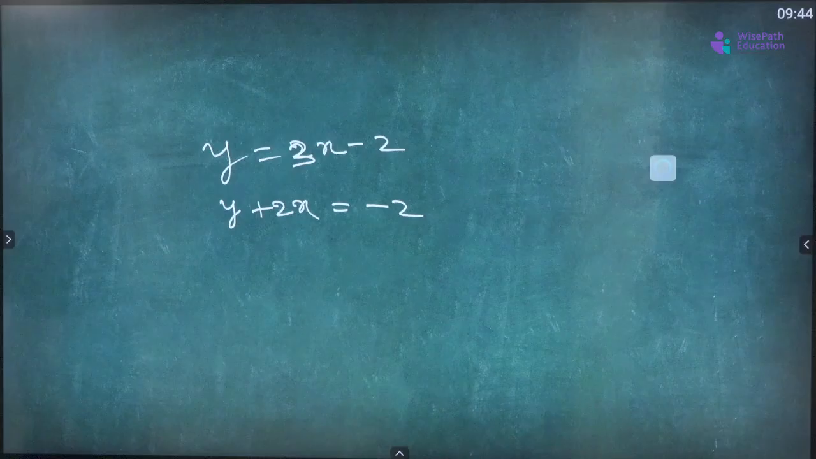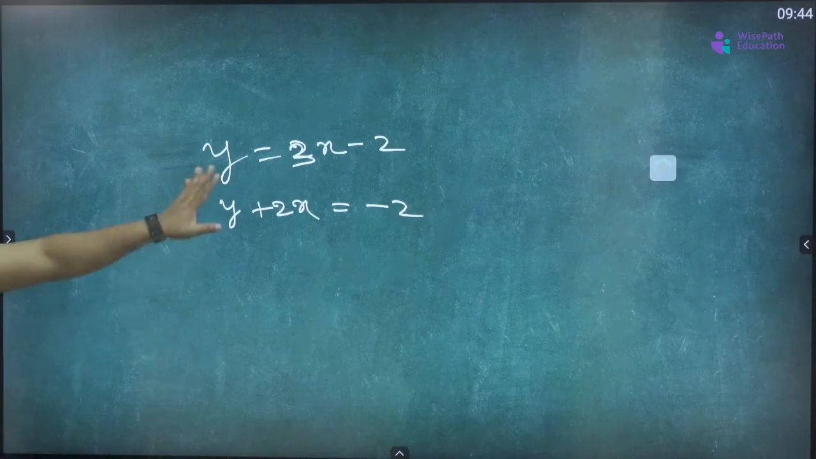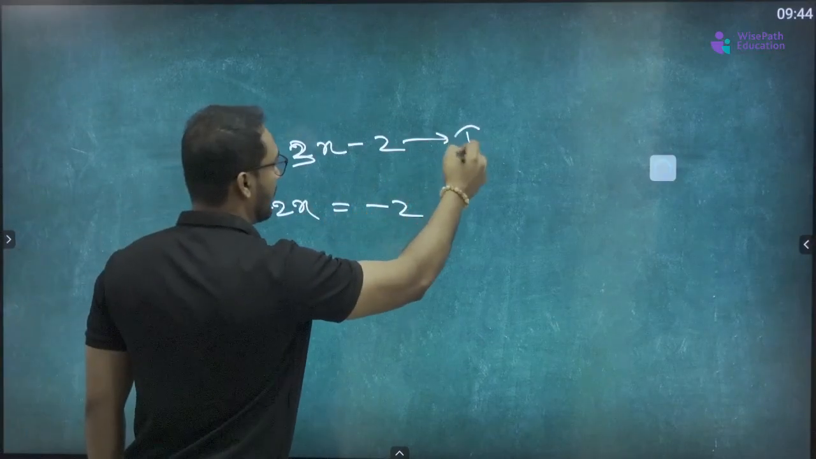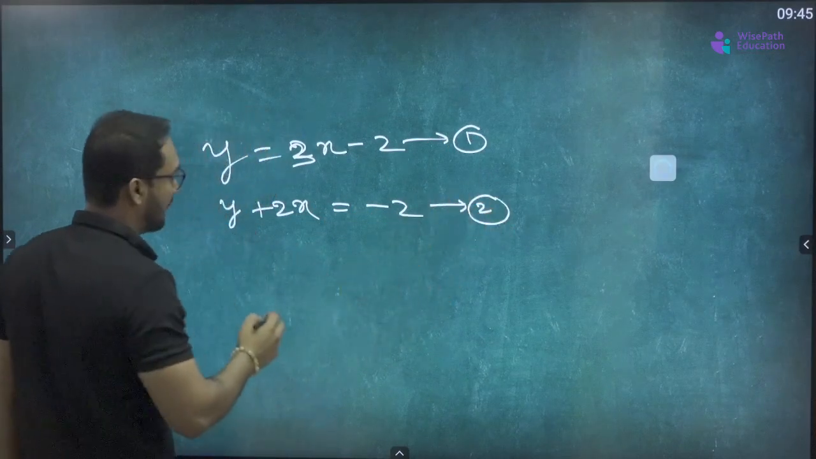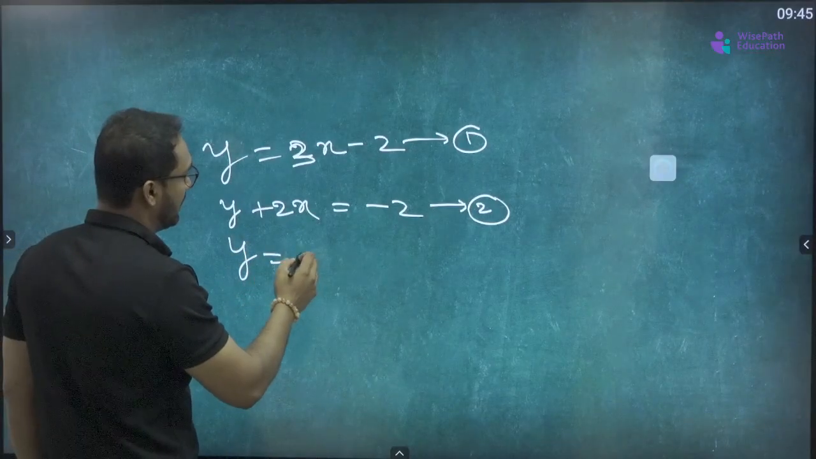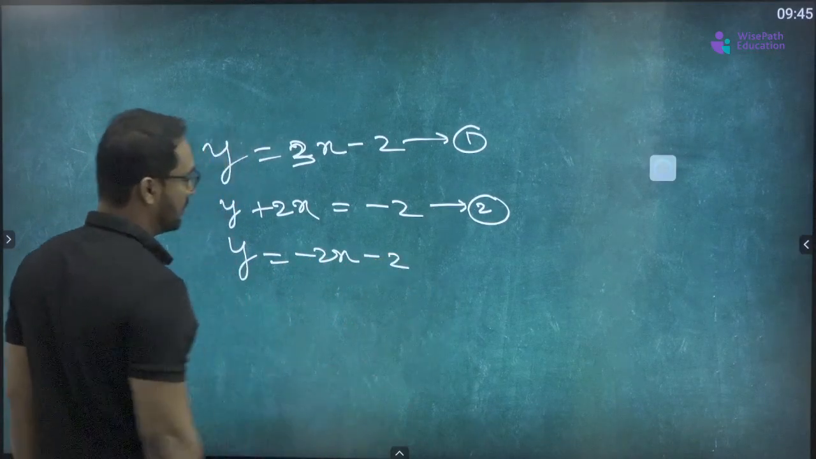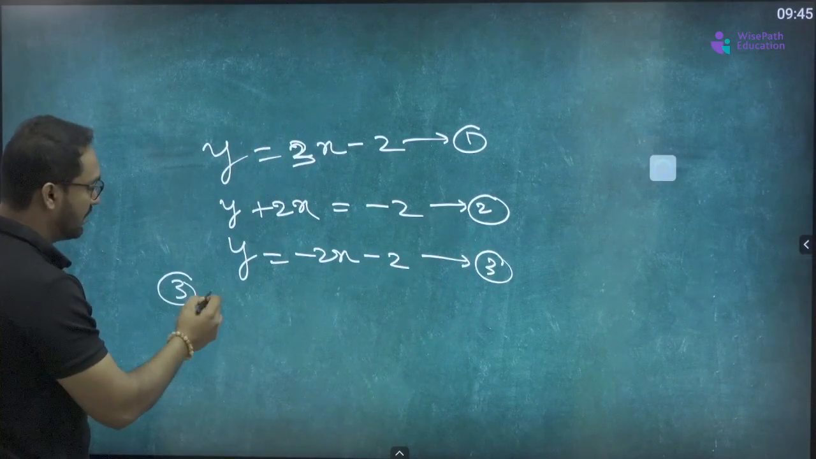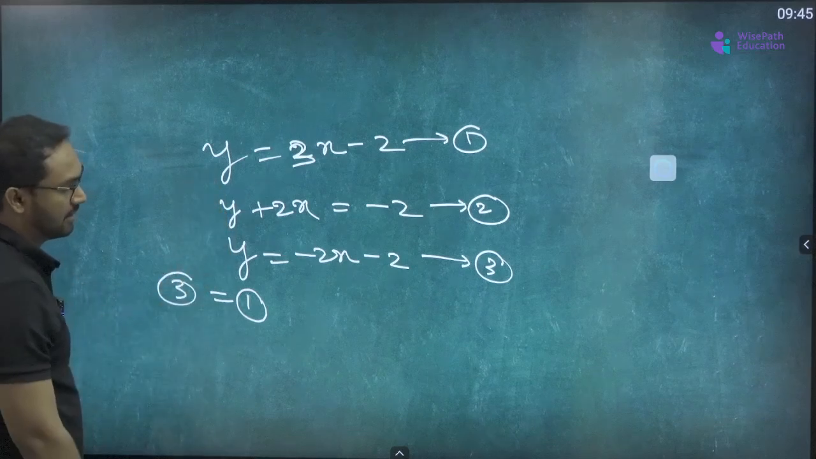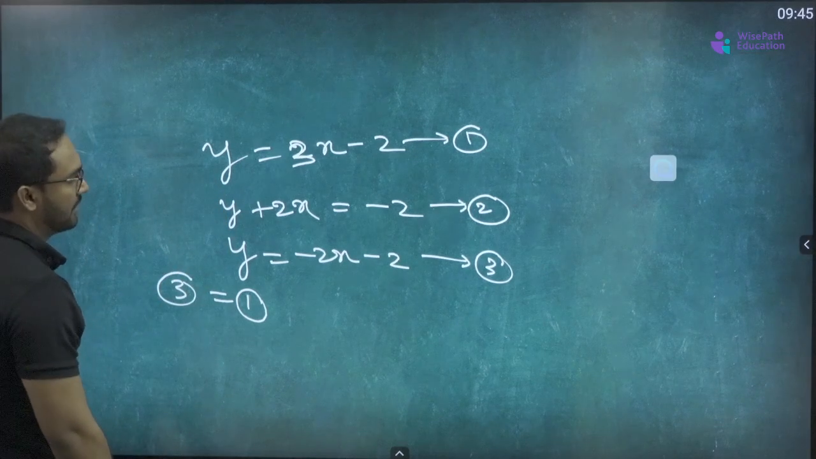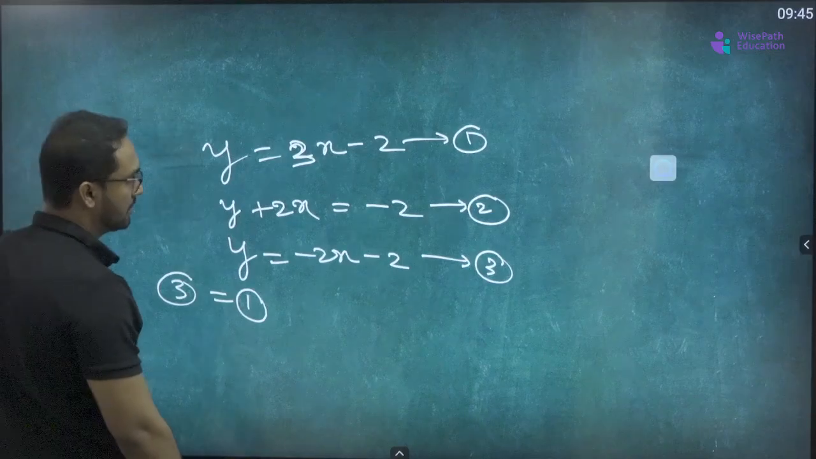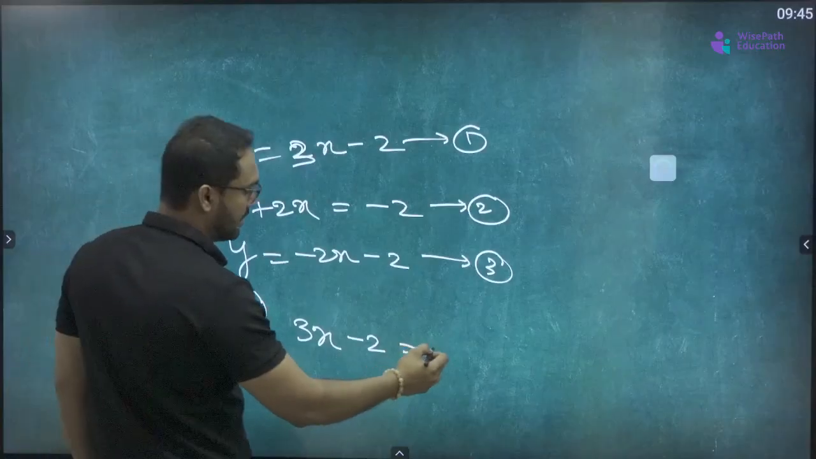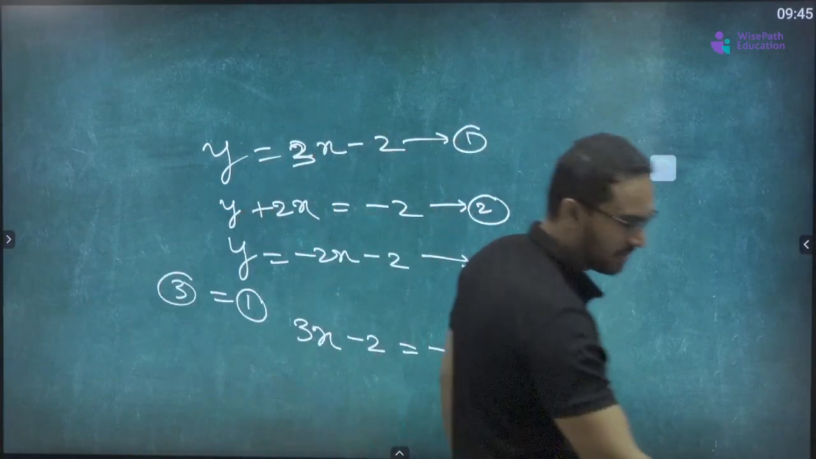You have to remove one of the variables. The easiest way is isolating y, right? If I isolate y of the second equation, that will be y equals minus 2x minus 2. The 3 and 1 should be equal because it's the same y, isn't it? If the left sides are equal, the right sides are also supposed to be equal. So that's 3x minus 2 equals minus 2x minus 2.